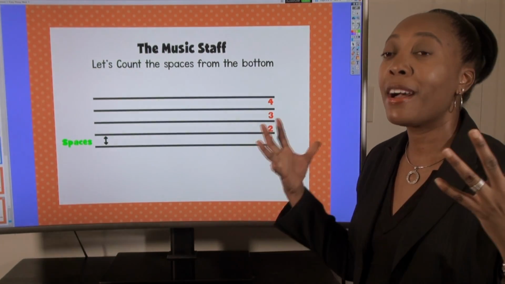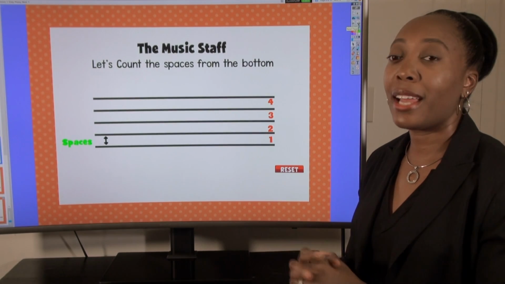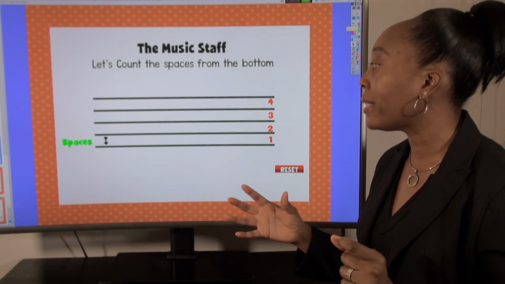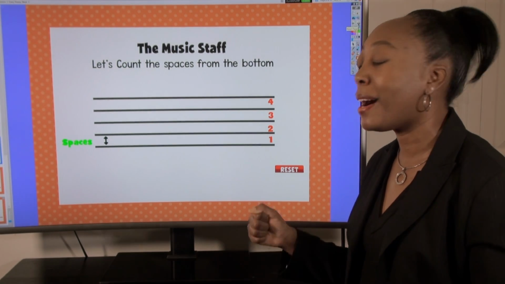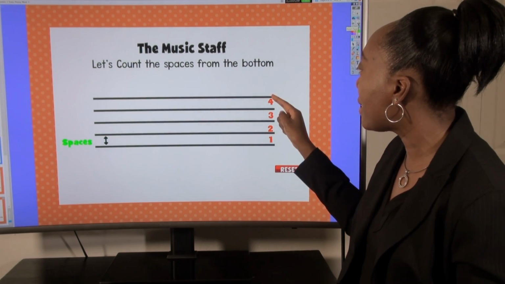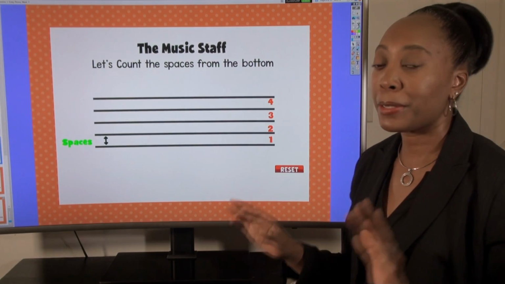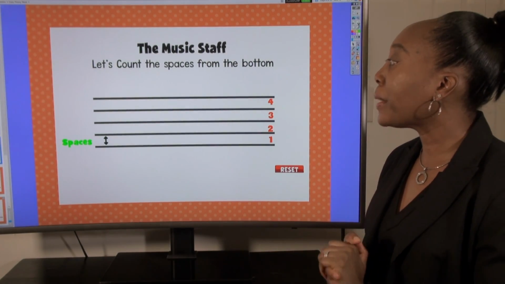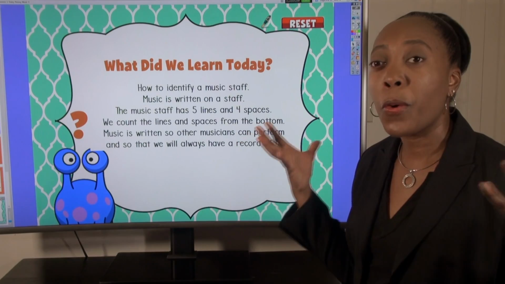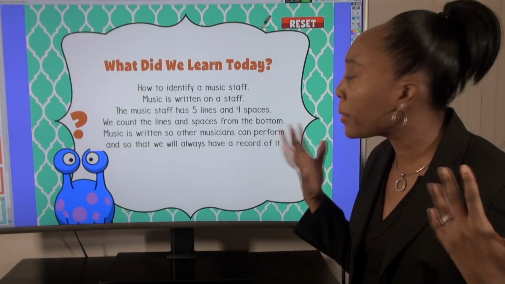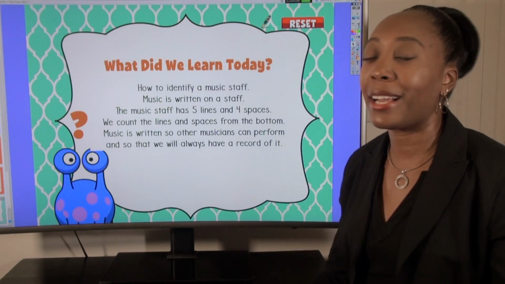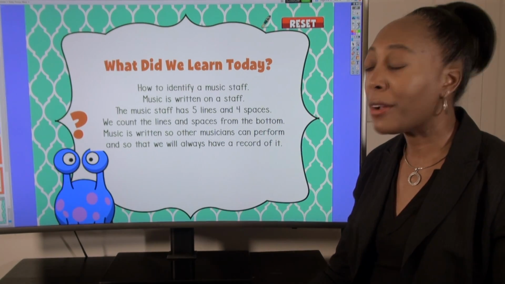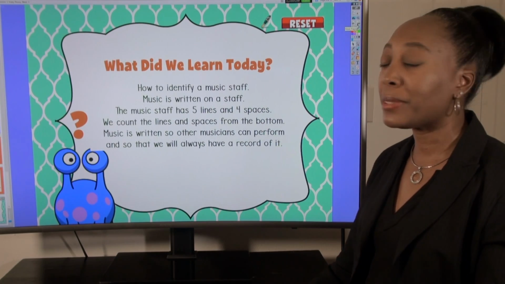So we have a music staff that has 5 lines and 4 spaces. And yes, we count from the bottom up. So all the way to the top, bottom to the top. So don't forget that. All right, so now we're going to move along. So what did you learn? You learned quite a bit in that little bit of time. You learned how to identify a music staff. Well, how do you identify a music staff?